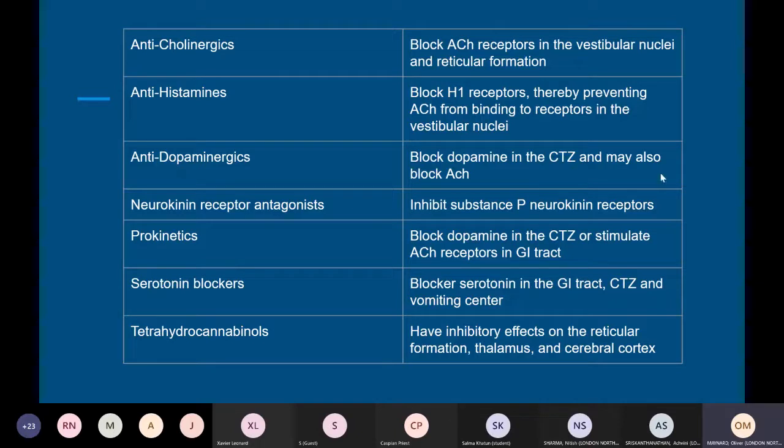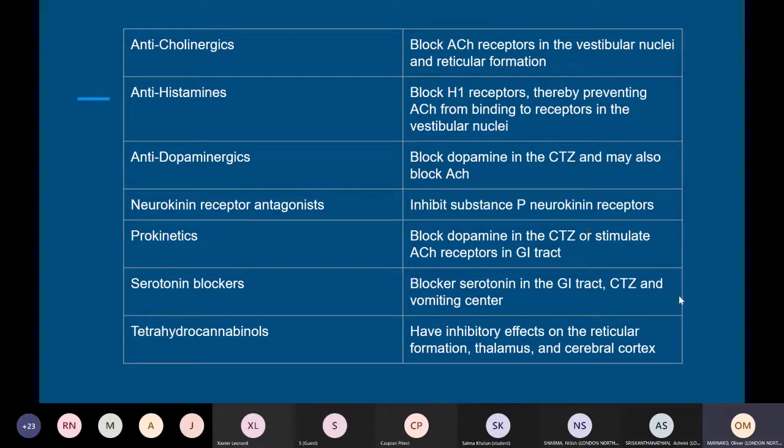Dopaminergics, such as haloperidol, levomepromazine, prochlorperazine, with quite a few in this class, affect dopamine directly in the chemoreceptor trigger zone. Neurokinin receptor antagonists, which aren't very common and not really used much in clinical scenarios, affect substance P. Prokinetics, like metoclopramide, mostly affect the gut and increase gut motility, decreasing gut transit time.